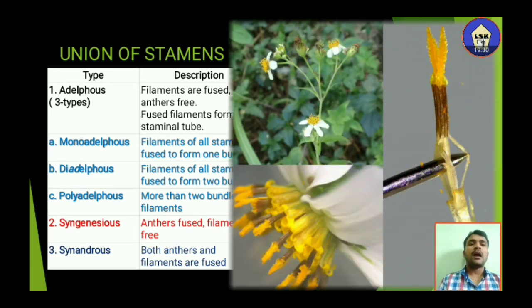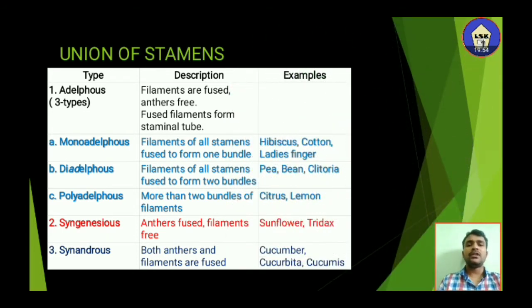Here you can see the anthers of a sunflower. See here, these are the anthers fused in a single bundle. And here you can see the free filaments. With the help of a needle, one filament is separated, and you can see it separately. So many filaments are free and all the anthers are fused in a single bundle. So this is called syngenesious.